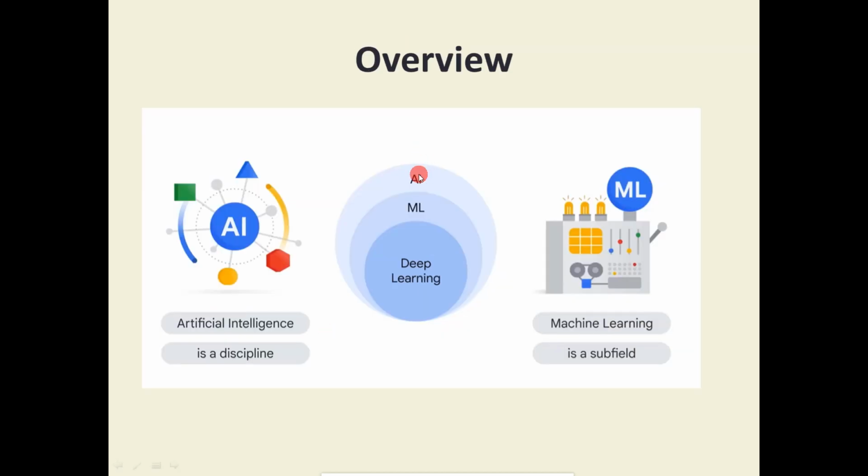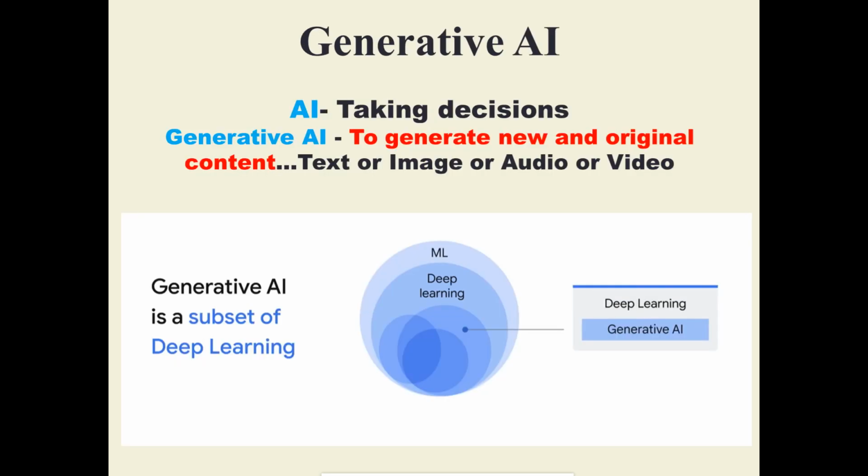Here you can see AI, artificial intelligence, is the first one. Under AI we have ML, that is machine learning. Under machine learning we have deep learning. Artificial intelligence is a discipline and machine learning is a subfield. Likewise, deep learning is a subfield of machine learning, and generative AI is a subfield of deep learning.